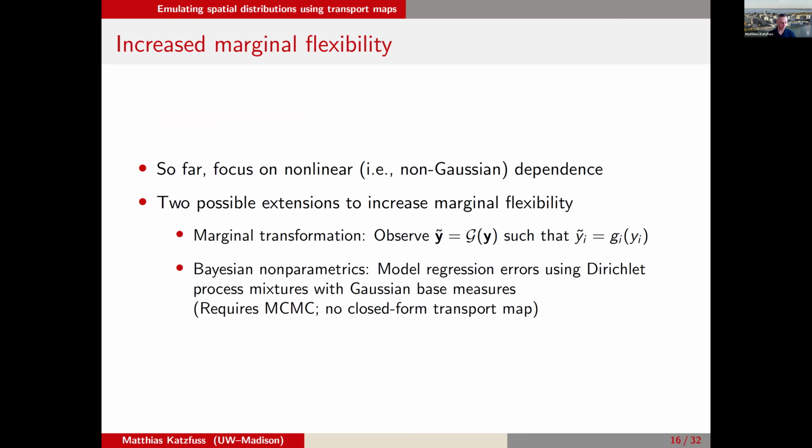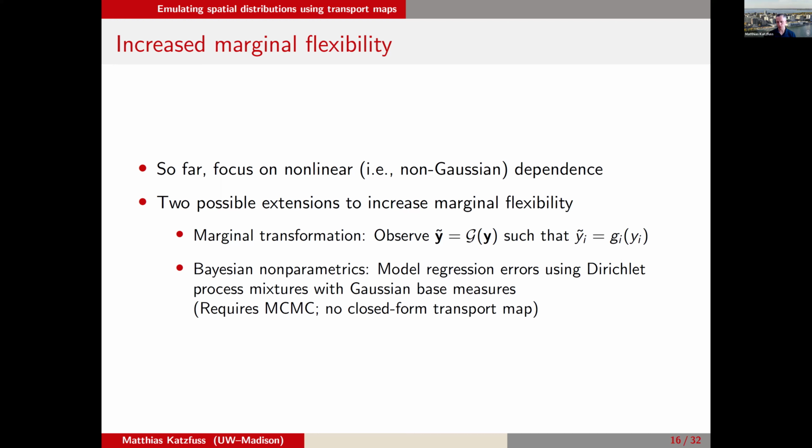Now, so far, we've basically developed methodology that can be used to very flexibly model the dependence structure between different components or elements in Y, specifically non-linear dependence structure. So that implies non-Gaussianity, of course, for the joint distribution. But the focus has been on this dependence structure and not so much on the marginal flexibility.